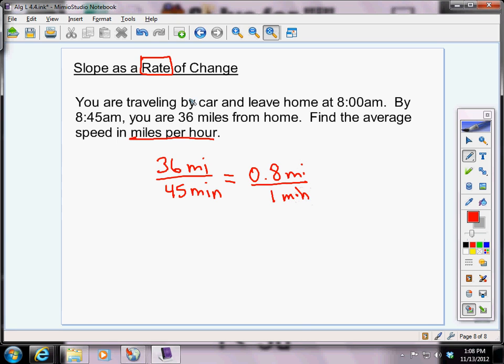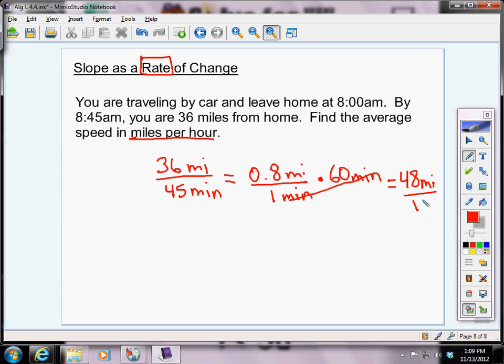And if I have 1 minute and want, well, how many minutes are in an hour? 60. I could just multiply this by 60. These minutes would cancel out. 0.8 times 60 is 48 miles. So the average speed is 48 miles per 1 hour.